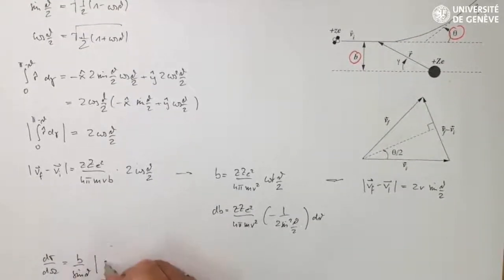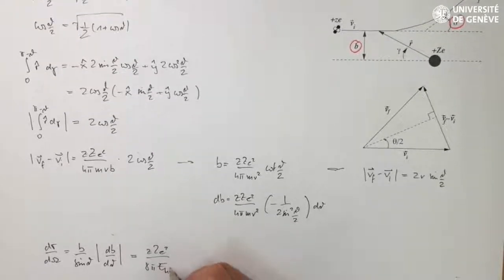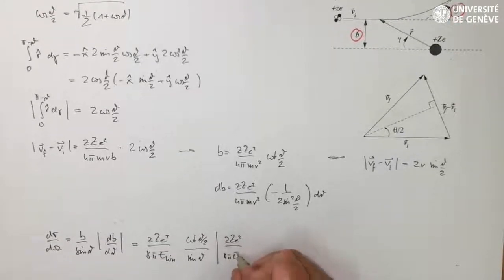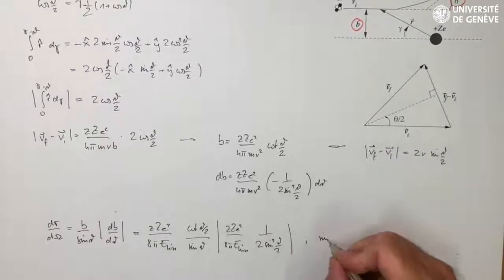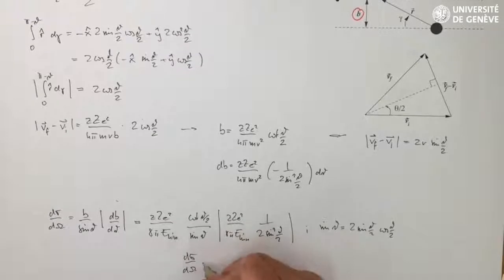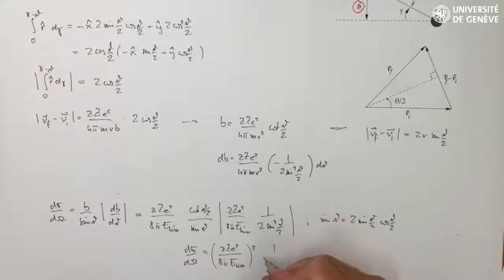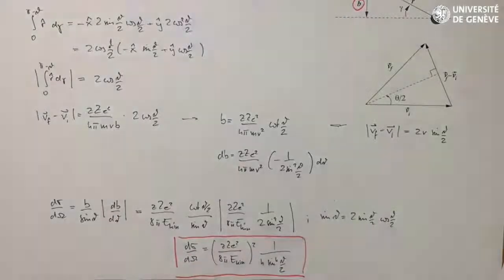We then insert this result into our formula for the differential cross-section. After some simplification, we finally obtain the Rutherford formula for the differential cross-section of the process. It tells us that there is a very steep angular dependence, inversely proportional to sine to the fourth theta over 2.